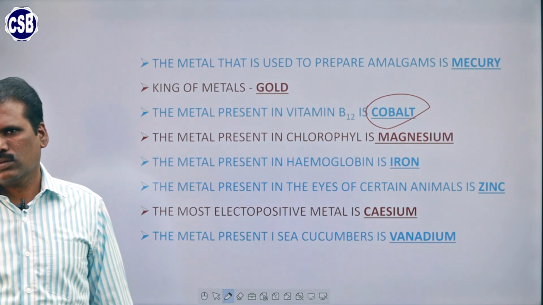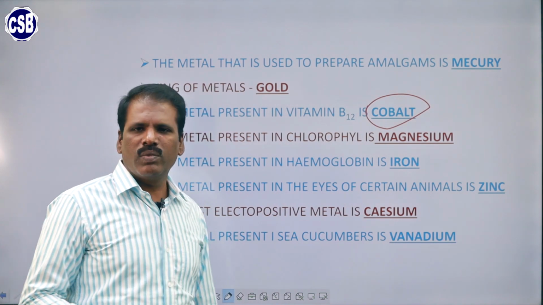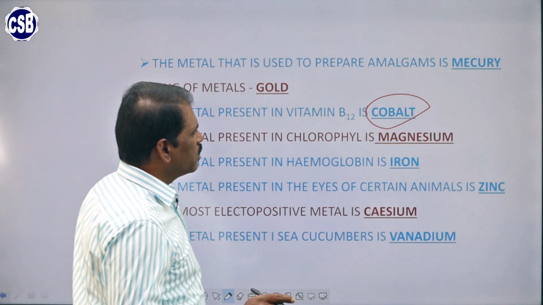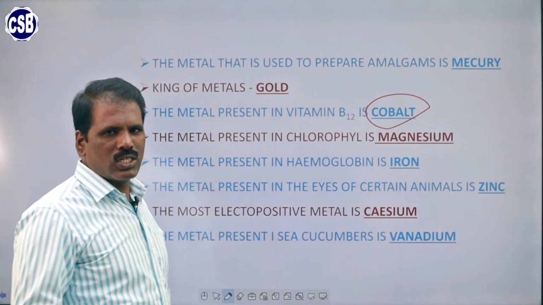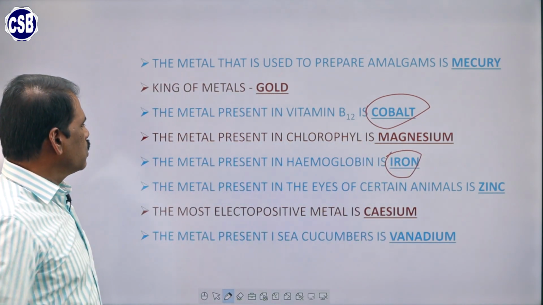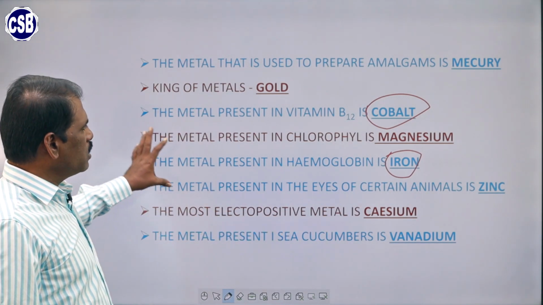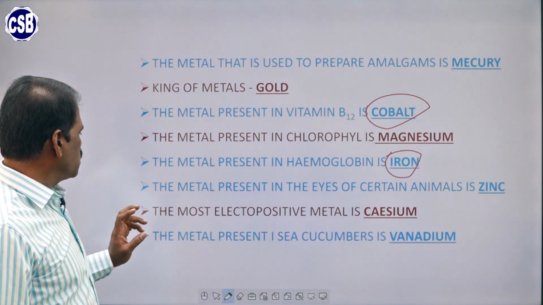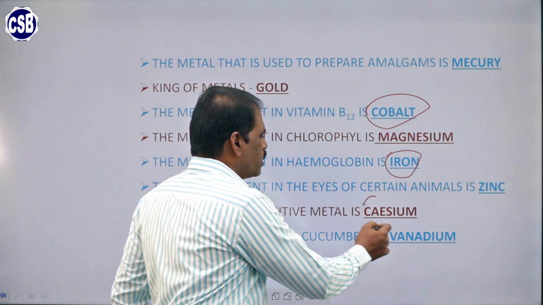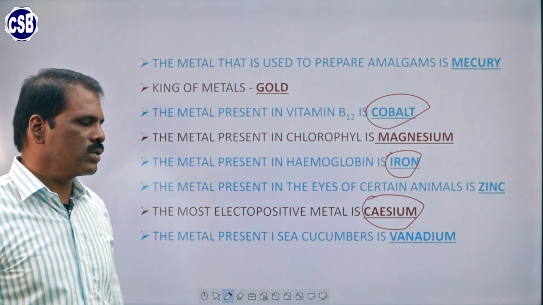So in blood, the RBC, red blood corpuscles. The color of the blood is red. Hemoglobin gives the color, in which heme is the coloring agent. In the coloring agent, iron is present. Similarly, the metal present in the eyes of certain animals is zinc. So these are all the metals present in biological substances. The most electropositive metal is cesium. The metal present in sea cucumbers is vanadium.